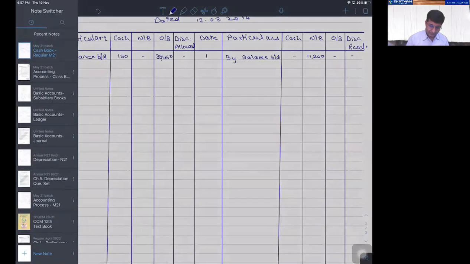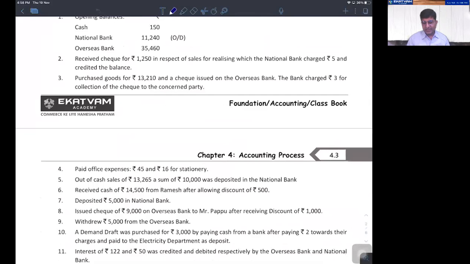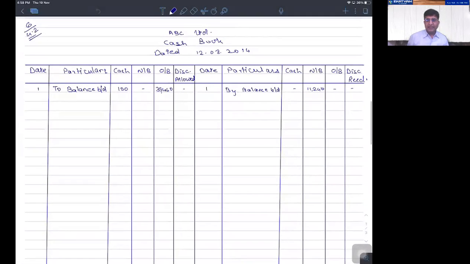Next one. Received check of rupees 1,250 in respect of sales for realizing which National Bank charged rupees 5 and credited the balance. Now in this case, if National Bank has charged rupees 5, there are basically two different transactions. One, you have made a sale against which you received a check of rupees 1,250, which you deposited in the National Bank.